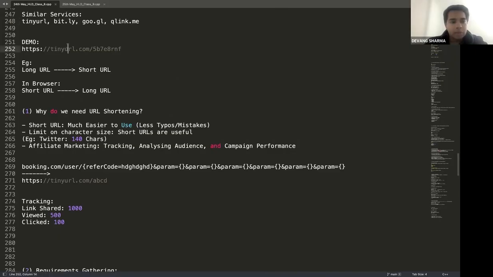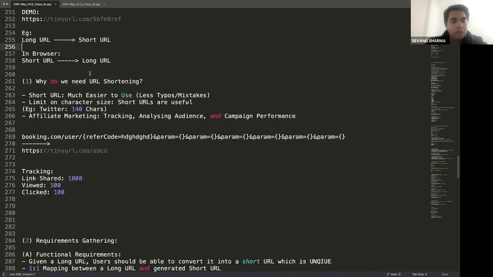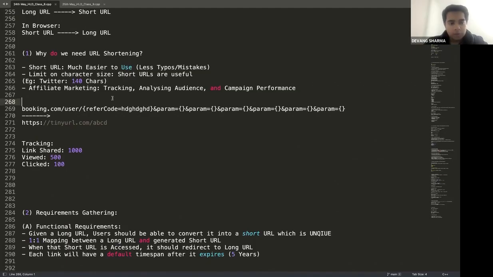We talked about a demo to understand that better, how it converts long URL to short URL and vice versa. So first question comes, why do we need such kind of service in the first place? Although this is not part of the system design, it is important to understand what use cases URL shortening is actually solving for. First, if you're sharing a URL with somebody, a short URL is much easier to use, with fewer typos or mistakes as compared to a long URL.